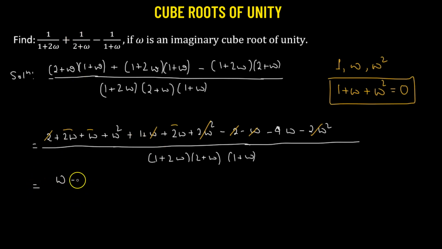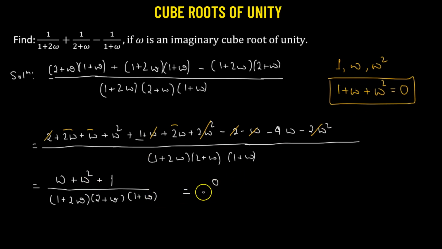So that leaves us with omega, plus this omega squared, plus this 1. So we have omega plus omega squared plus 1 in the numerator, divided by the denominator, which is 1 plus 2 omega times 2 plus omega times 1 plus omega. Now omega plus omega squared plus 1 is 0. So we have 0 divided by 1 plus 2 omega times 2 plus omega multiplied by 1 plus omega, which is simply equal to 0.